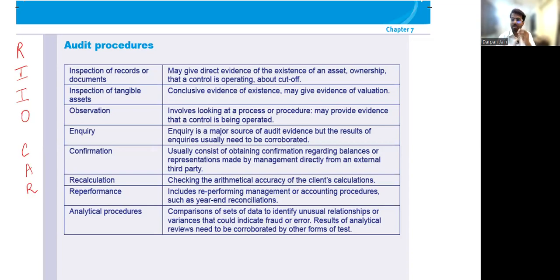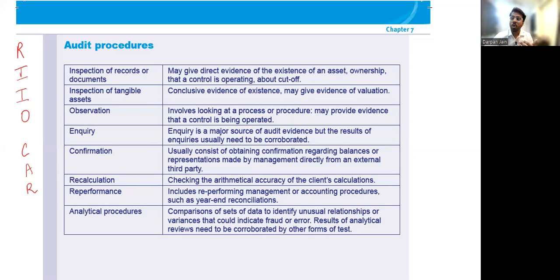Yes, you can get some information out of inquiry, but that information you check with other evidence. The information that the client is giving to you, you check that information with other evidences. You corroborate inquiry with other evidences, with other procedures. All right. That's about inquiry. So triple I is done.